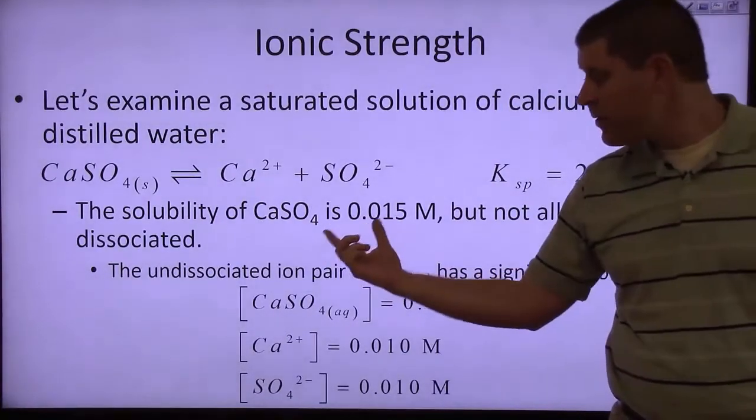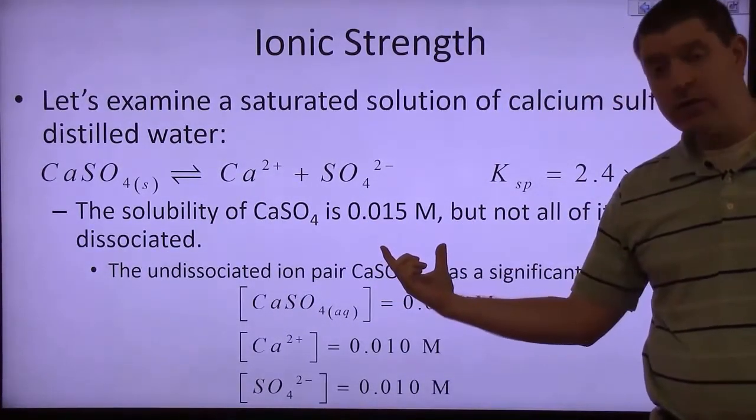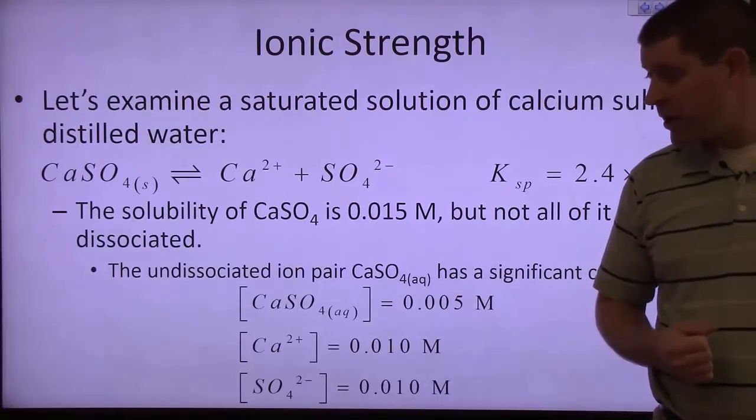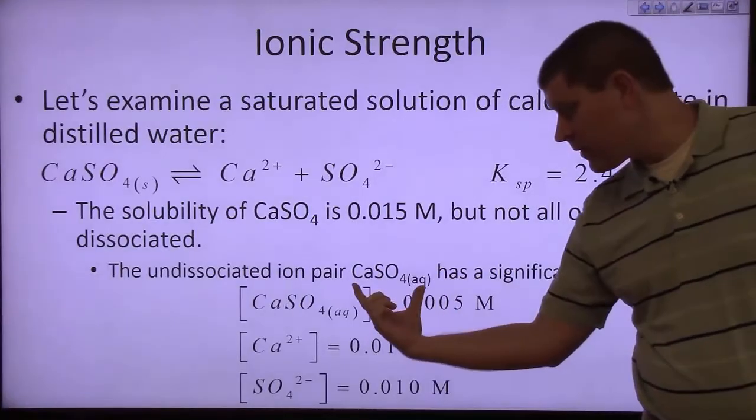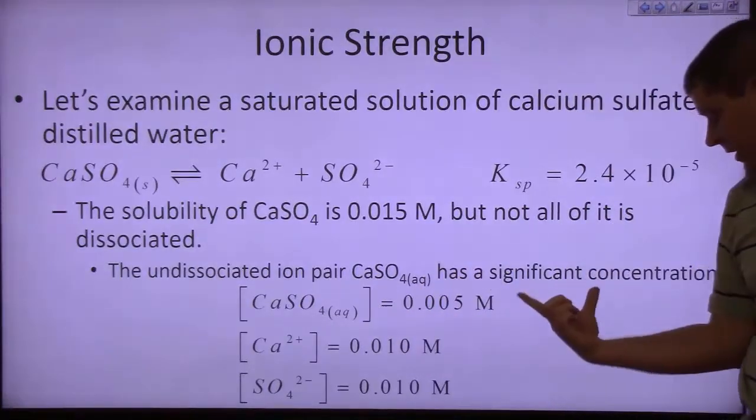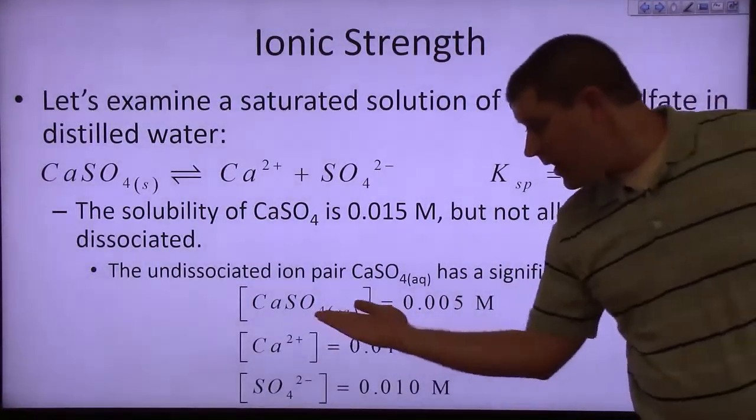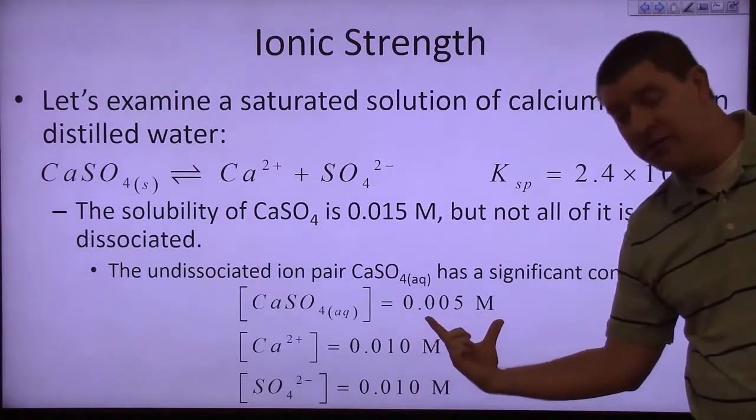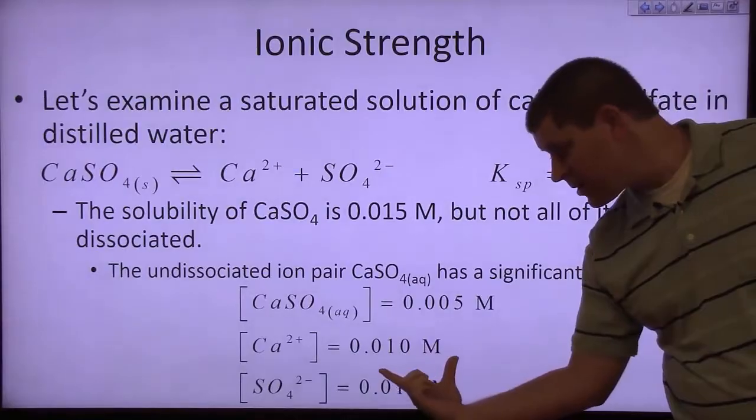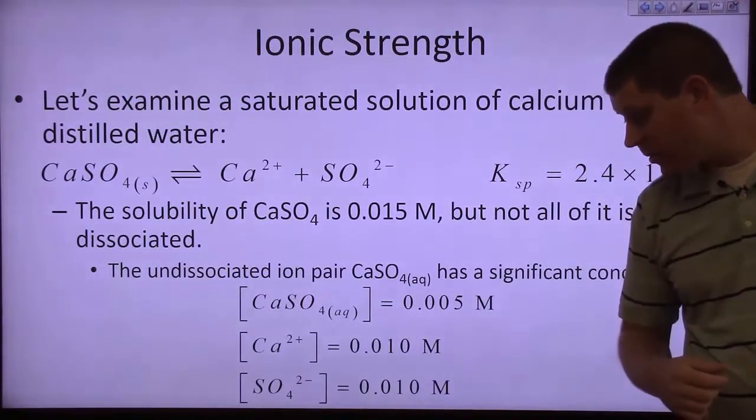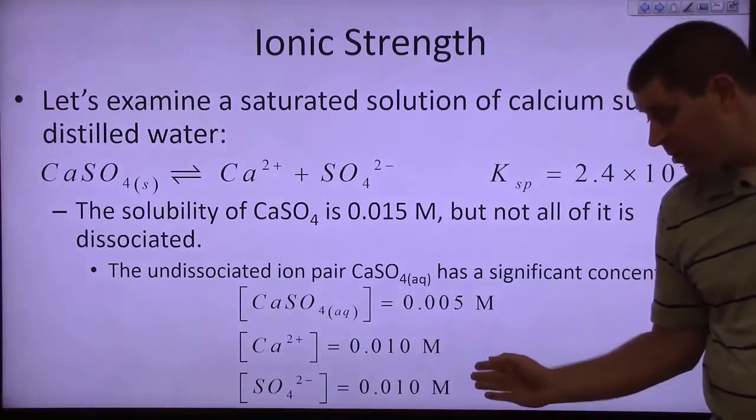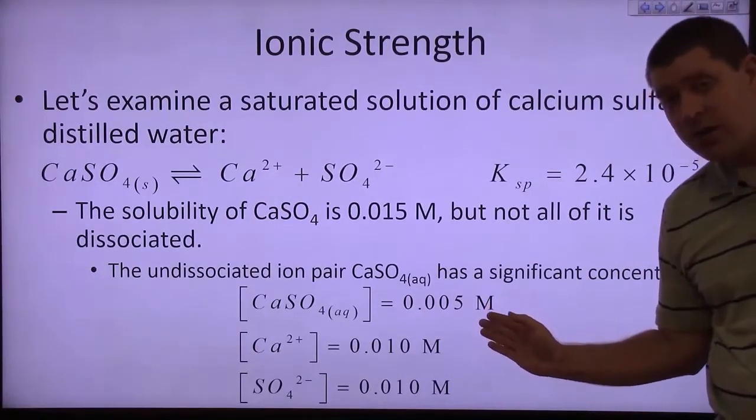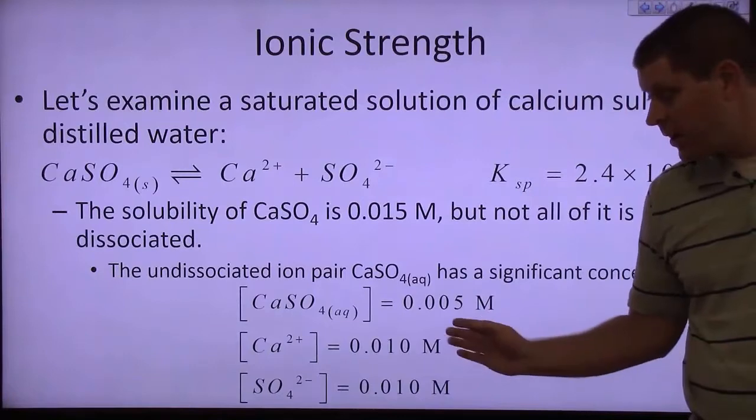Now, the solubility of calcium sulfate is 0.015 molar, but not all of it is dissociated. The undissociated ion pair, calcium sulfate aqueous, has a significant concentration of 0.005 molar. The calcium ion concentration is 0.010 molar, and the sulfate concentration is 0.010 molar. So this ion pair is half the concentration of the dissociated calcium ion.